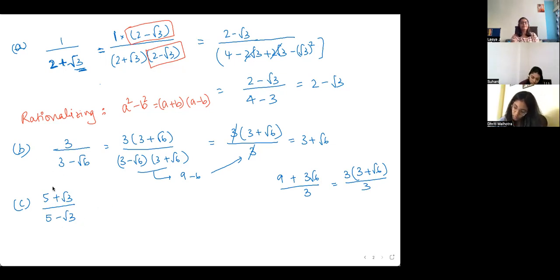Just slightly more complicated, but the method is the same. Only your addition, subtraction, multiplication part will change.